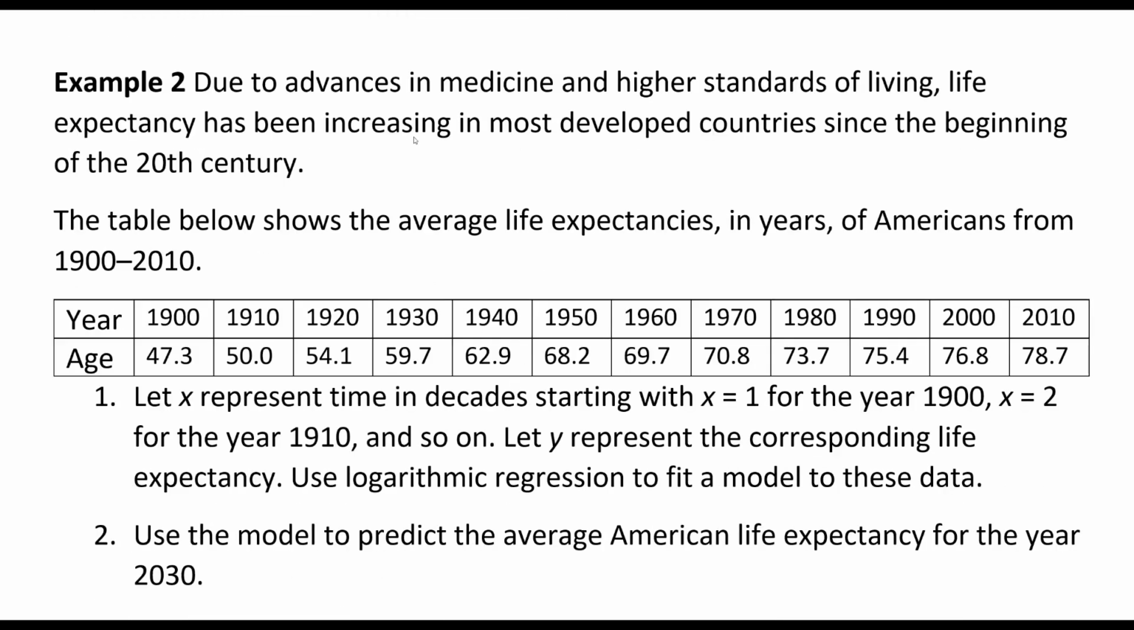Due to advances in medicine and higher standards of living, life expectancy has been increasing in most developed countries since the beginning of the 20th century. The table below shows the average life expectancies in years of Americans from 1900 to 2010. So there's our data set. We see it going from 47.3 to 78.7.